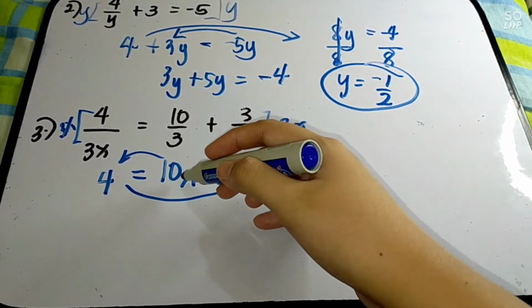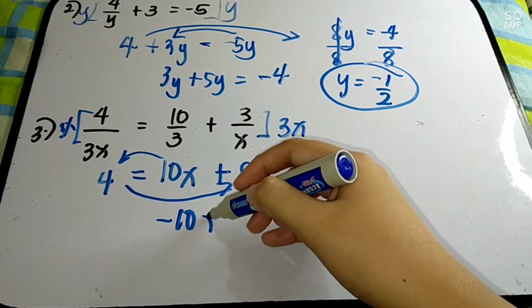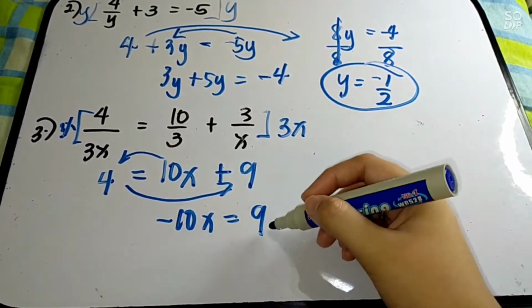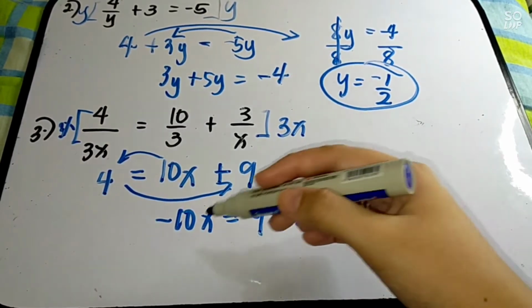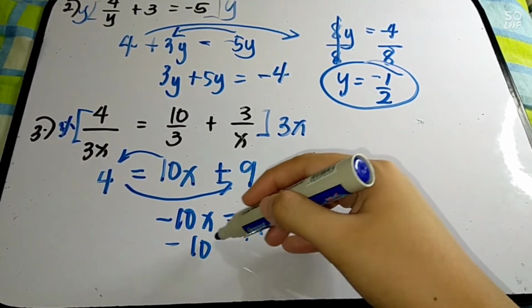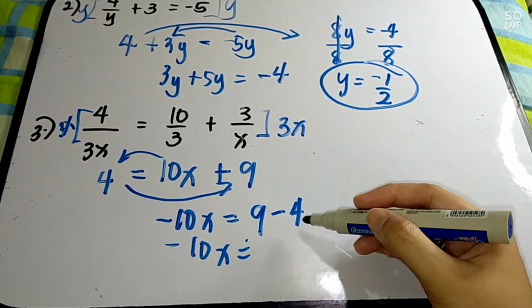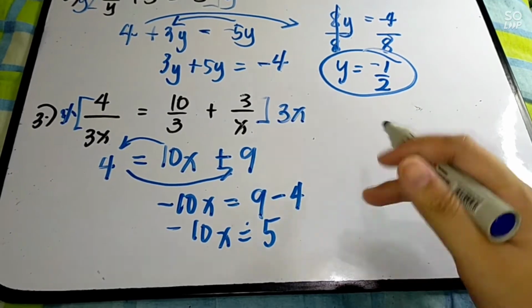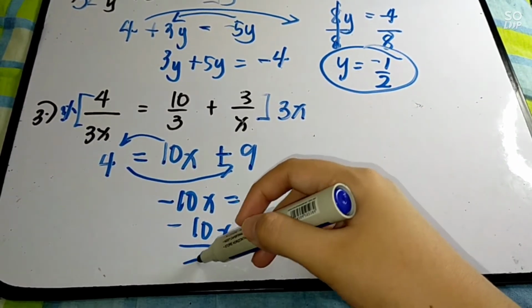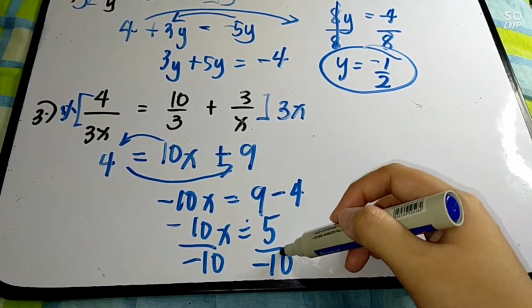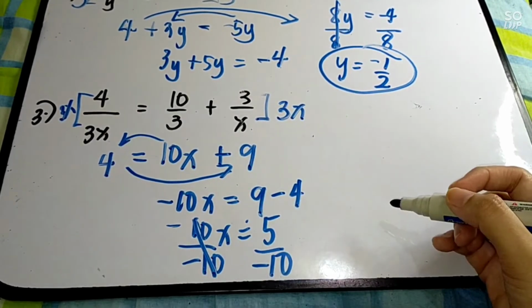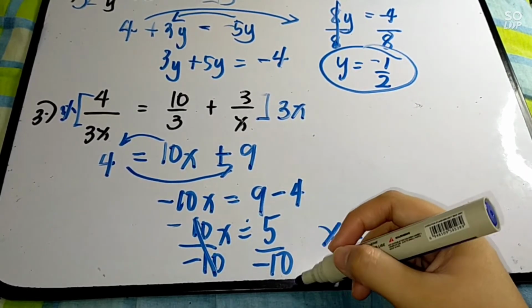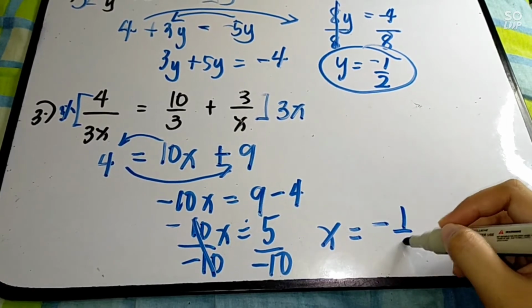So, we have here, si 10x, it becomes negative 10x is equal to, so, matitira dito si 9, lipat mo yung 4 sa kabila, so, magiging negative 4. Negative 10x is equal to, just combine, 9 minus 4, the answer is 5. Then, afterwards, you are going to divide both sides by negative 10 hanggang si x na lang ang matira sa left side. So, canceled out negative 10. So, x is equals to 5 divided over negative 10 is negative 1/2.